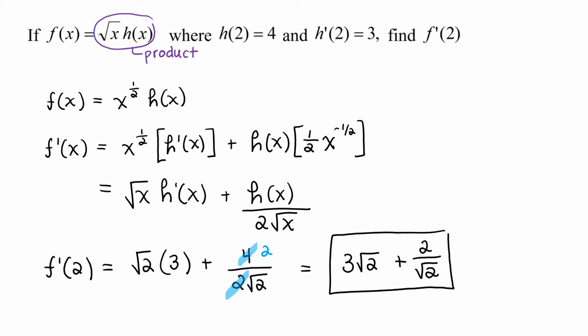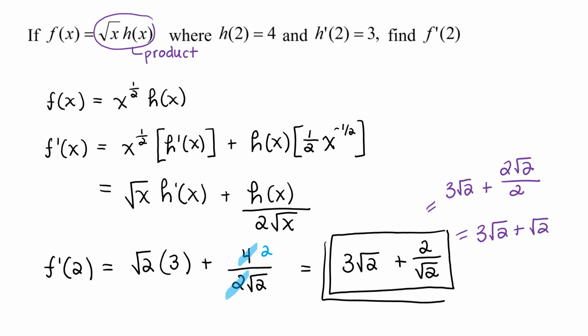If you wanted, you could rationalize this. So equivalently, this is 3 root 2 plus 2 root 2 over 2, which is equal to 3 root 2 plus root 2, which is equal to 4 root 2. Which is definitely a better answer. But if you're pressed for time, typically most instructors are most concerned with you being able to find the derivative.